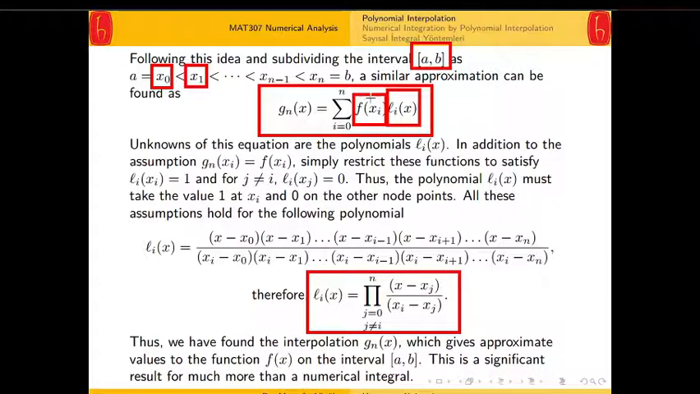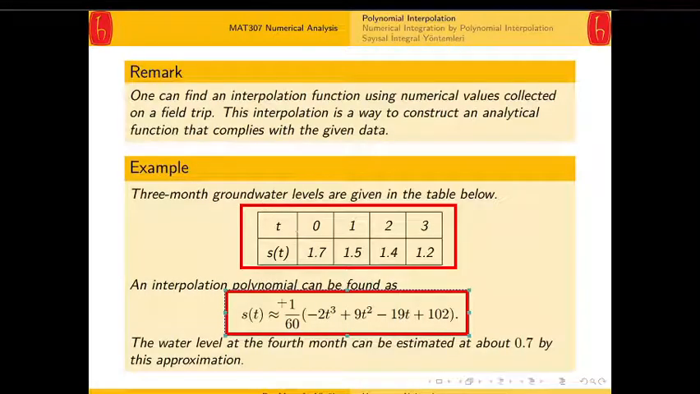Okay, so we are given the function values, the data values in the table, and we can use the polynomial here. This is also known as the Lagrange interpolation polynomial, and we can use these Lagrange interpolation polynomials to obtain an approximation to the given data. So this will be our interpolation polynomial, and then we can use it to, for example, estimate the groundwater level in the coming month.